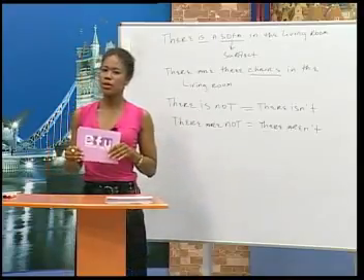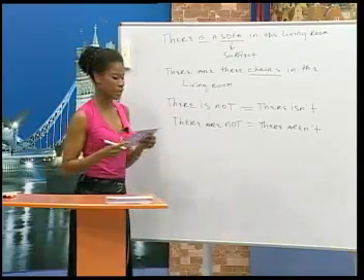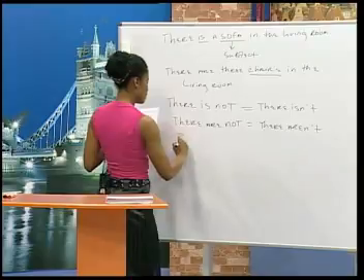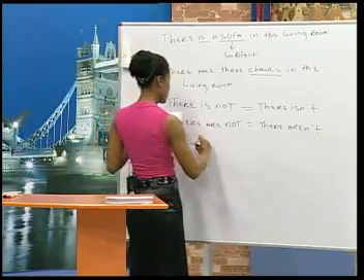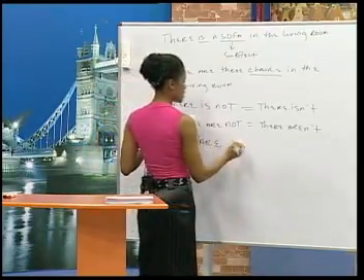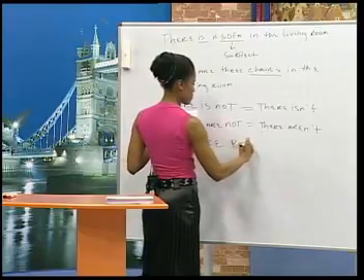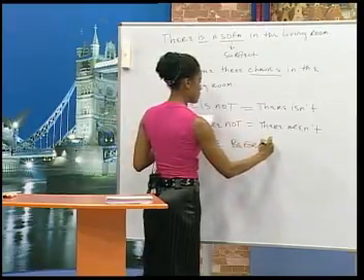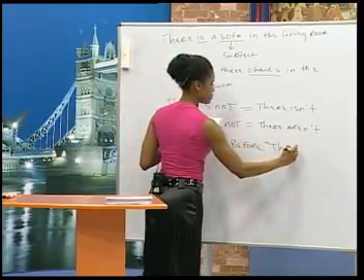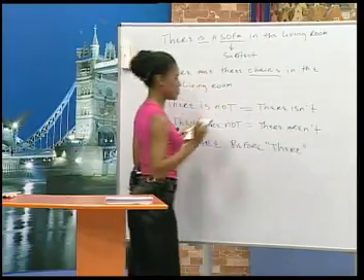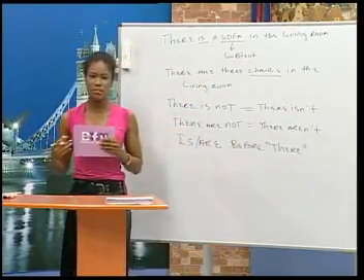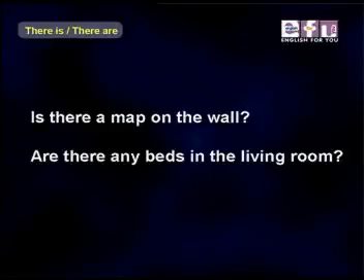In the yes/no question form, is or are comes before there. Okay, take a look at your screen for an example. Is there a map on the wall? Or, are there any beds in the living room?